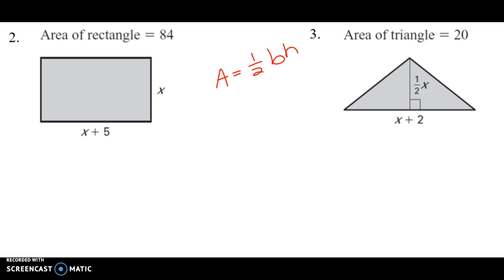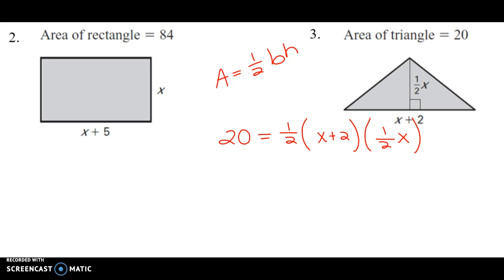What is the area? 20. We actually know the answer. It's 20. Well, we don't know the answer, we know the area. Area equals 1/2 times, what's the base of the triangle? X plus 2, times the height of the triangle, 1/2 base, 1/2 x. This is actually a really good ACT review.